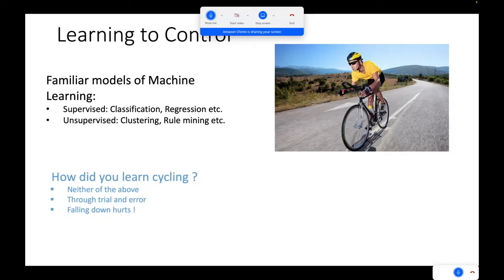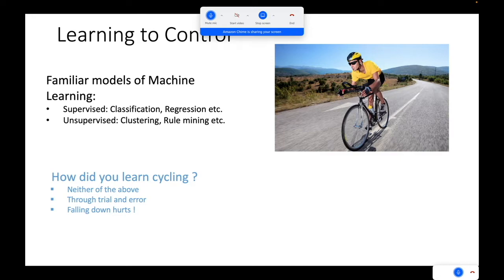In previous talks, you have gone through familiar models of machine learning that involve supervised models like classification and regression models, or unsupervised models involving clustering and rule mining. Reinforcement learning is a slightly different paradigm, and it becomes clear when we try to apply it to a real-world learning task. Let's say we look at how we learned cycling, we didn't use either of the techniques.